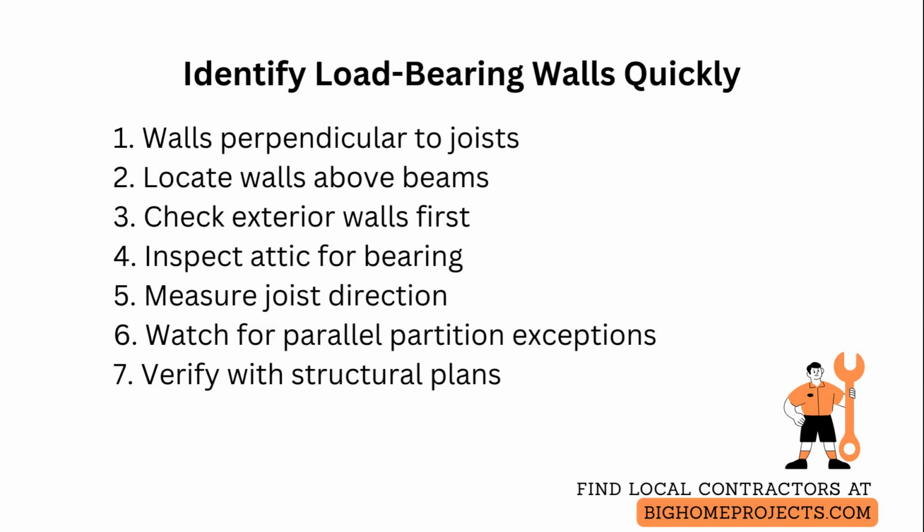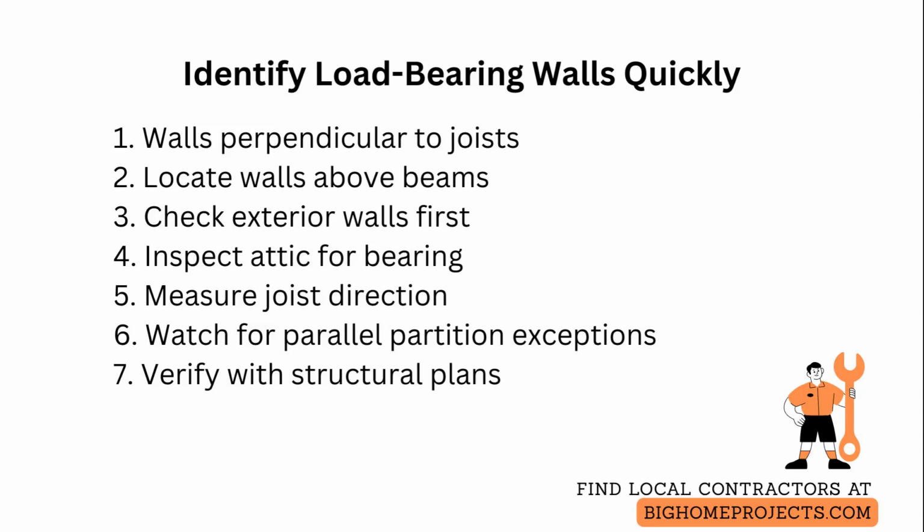Locate beams by looking in basements and crawl spaces for larger timbers or steel and trace their line upward. Look at exterior walls because they generally support roof and floor loads and act as continuous structural elements around the perimeter. If you can access the attic, inspect how roof rafters or ceiling joists bear on walls. If rafters or a ridge beam transfer load to a wall, it is supporting weight.